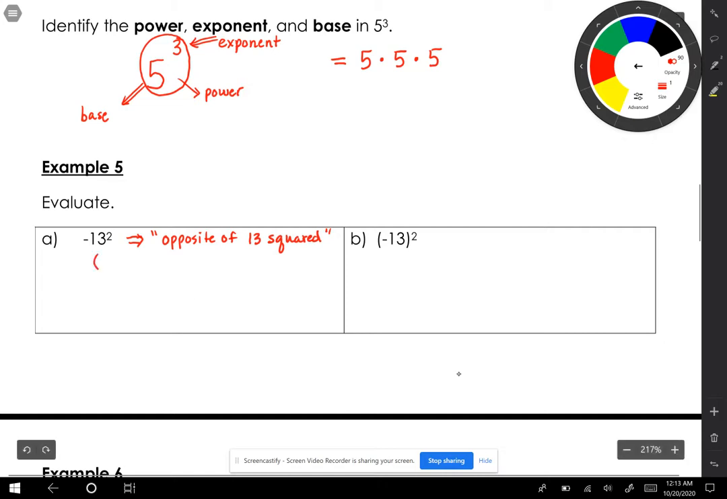So here's what we actually do. You multiply 13 times 13, but then you have a negative in front. So the answer is going to be negative 169. But most people miss it because they just assume that's 13 times 13. Now on part B, notice the negative 13 is in parentheses, so it's being multiplied twice, just like the 5 times 5 times 5, but the 2 tells you that it's multiplied twice. So it's negative 13 times negative 13. This would be positive 169.